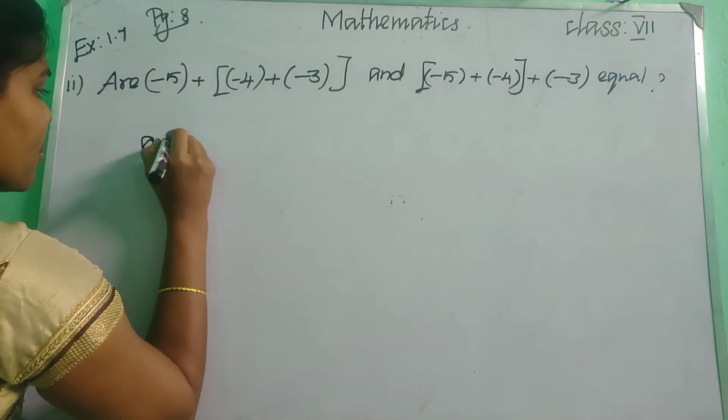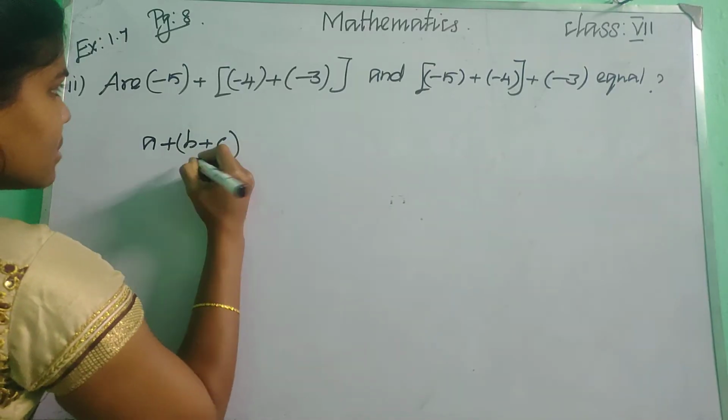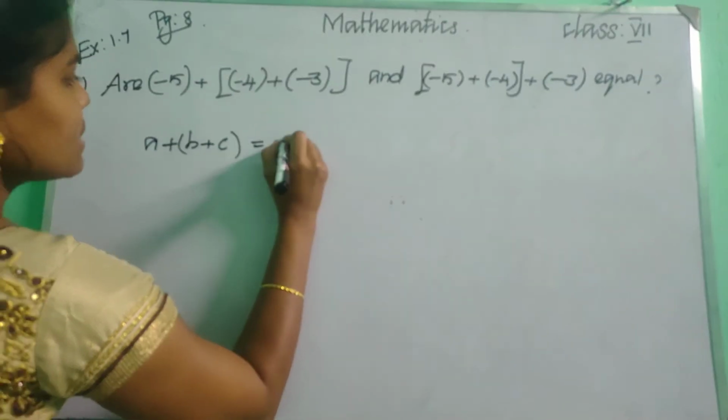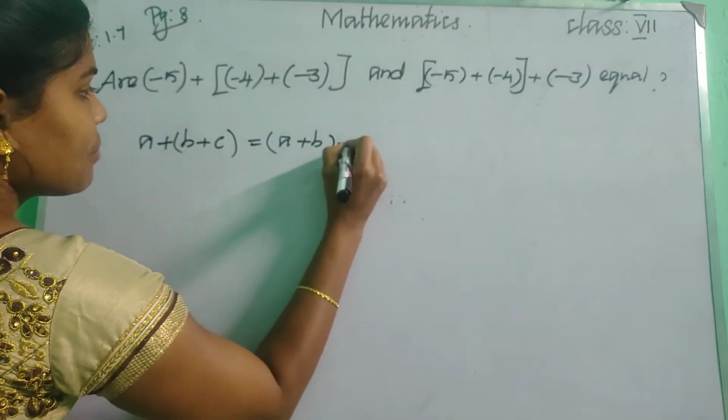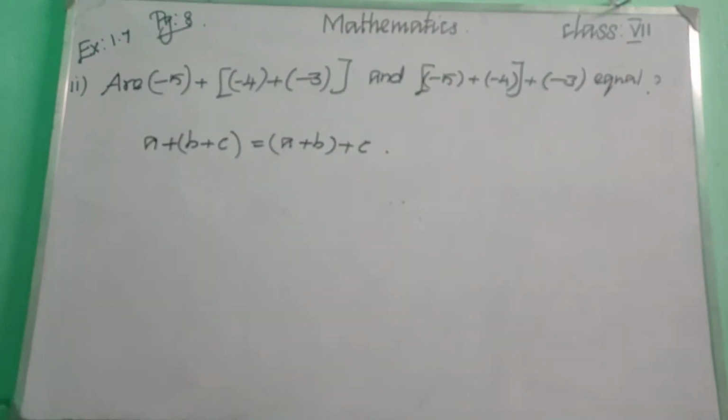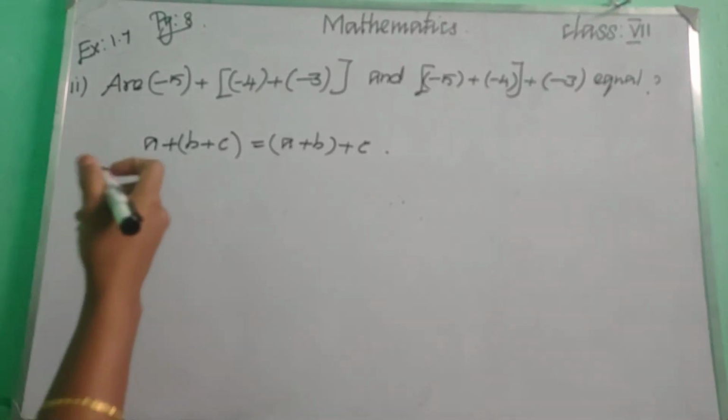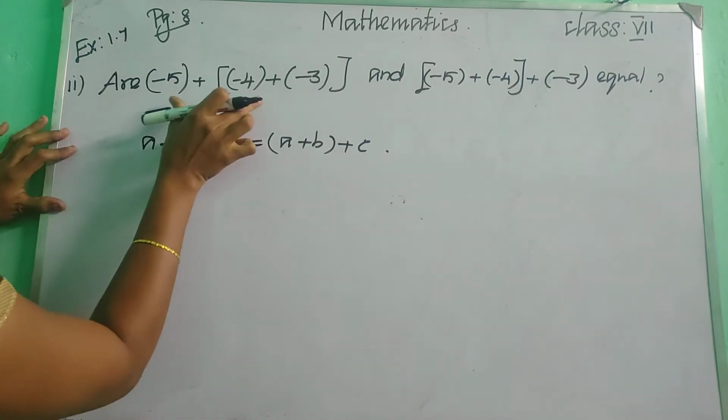Simply, A plus B plus C equals A plus B plus C. If it satisfies this, we can say the addition of integers is associative. So let us do it. At first we are taking the LHS.